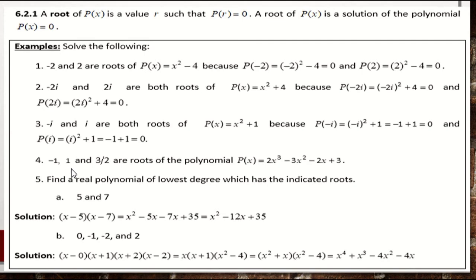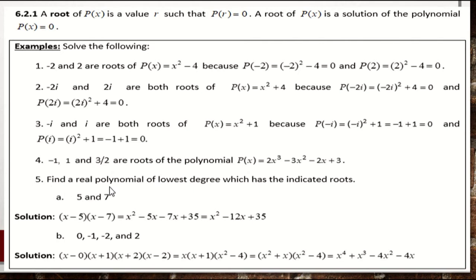Another: negative 1, 1, and 3 halves are roots of the polynomial p of x equals 2x cubed minus 3x squared minus 2x plus 3. You can substitute negative 1, then 1, then 3 halves. They are all roots of this polynomial. Again, to find out if they are roots, we just substitute for every x: first negative 1, then 1, and then 3 halves.